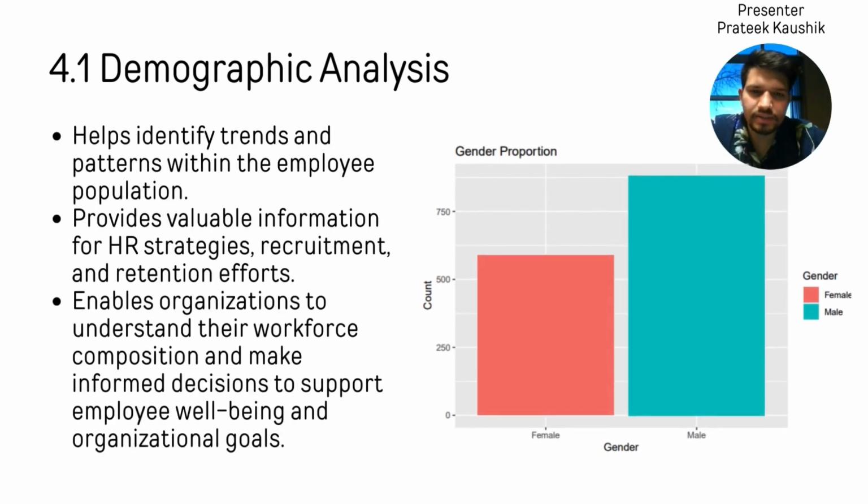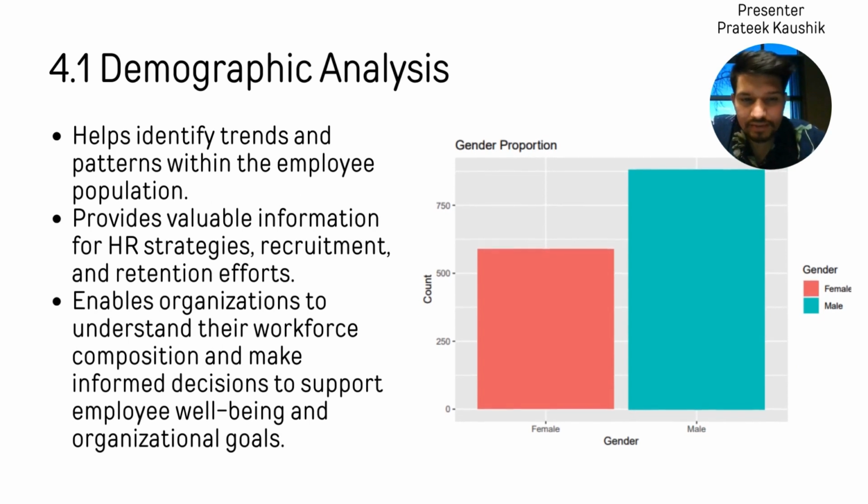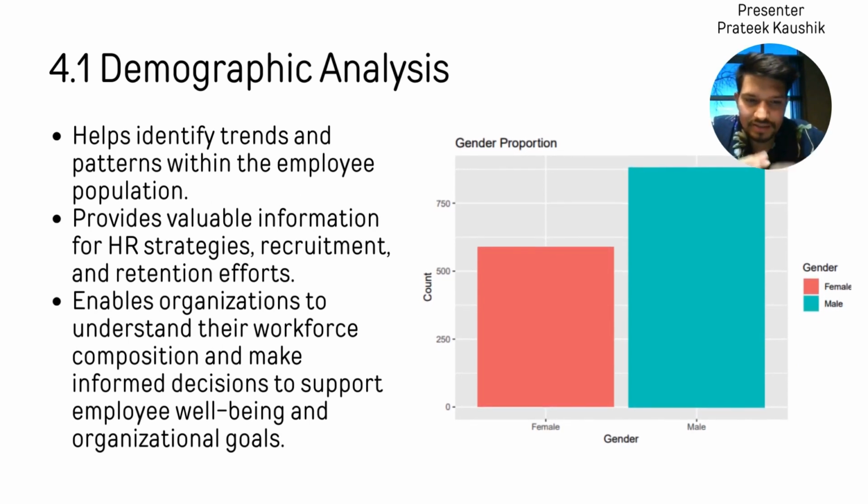For the next visualization in the demographic analysis, the gender proportion, looking at the bar chart, it's clear that there are more men in the organization as compared to women, and this difference is quite big, meaning that there are many more male employees than female ones. This tells us something about the types of jobs in the industry or how the company is hiring people.